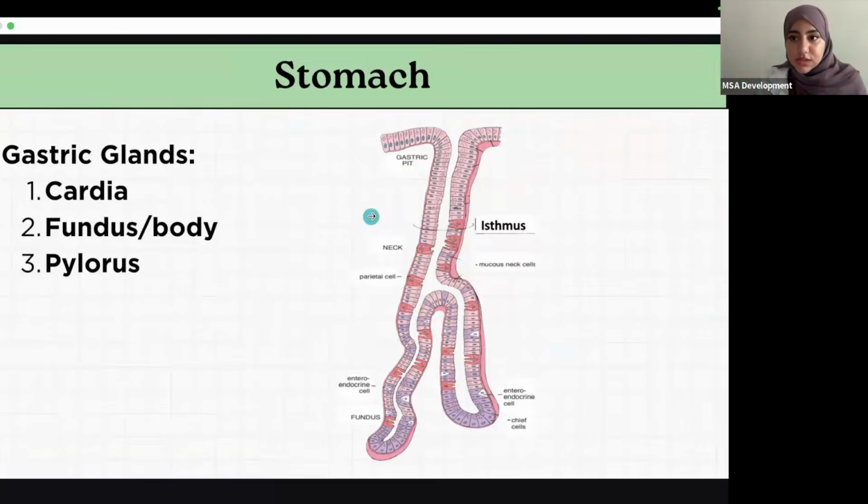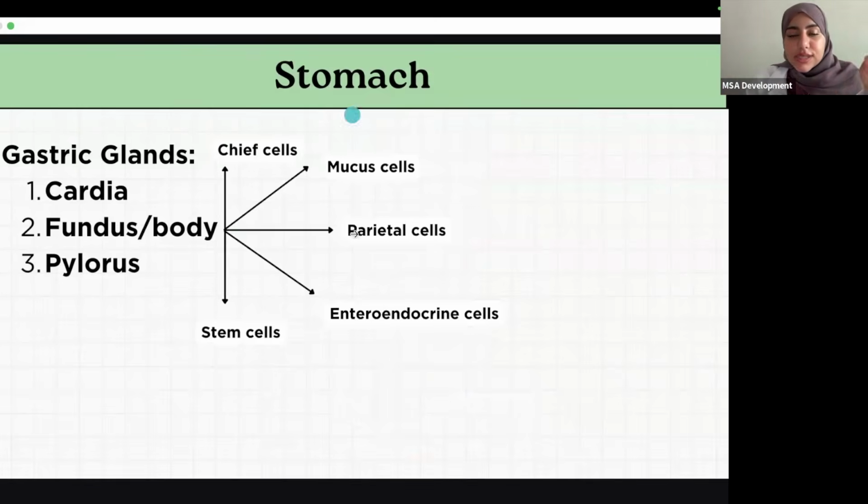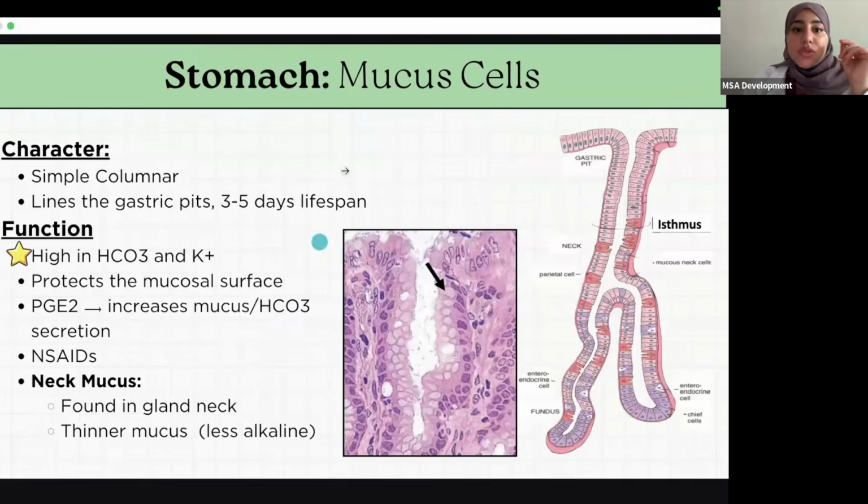Okay, so these are the gastric glands, and they contain a lot of kinds of cells. They don't just contain one kind of cell, and I'm going to explain this to you right now. They have chief cells, mucus cells, parietal cells, enteroendocrine cells, and stem cells. To start off with mucus cells: mucus cells are found on the lining over here, over here, over here. They're simple columnar, first of all. They secrete mucin, and their job isn't to neutralize the acidity, it's mostly for protection.